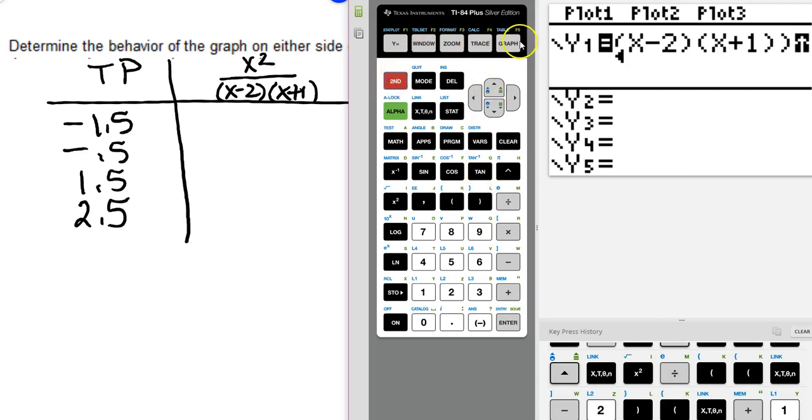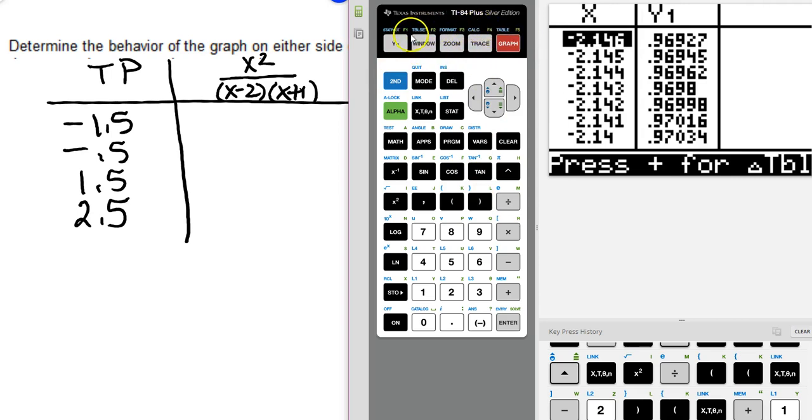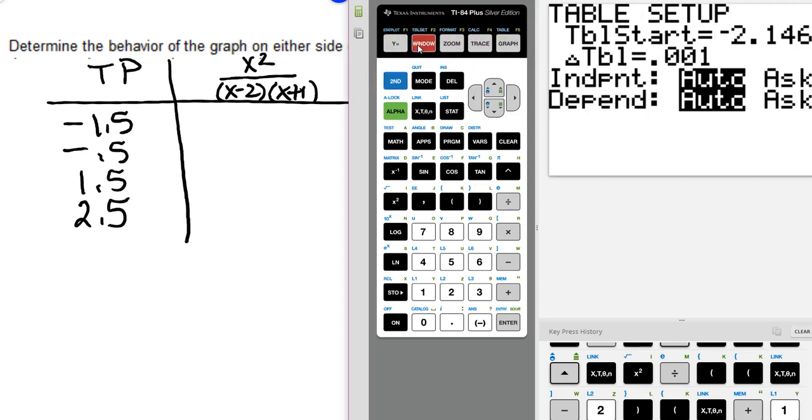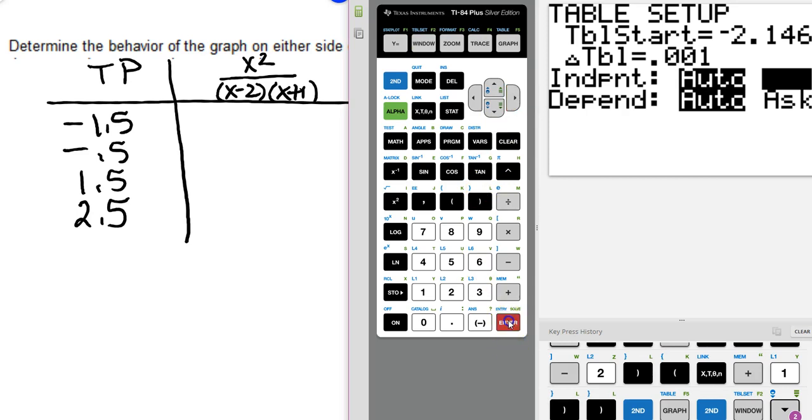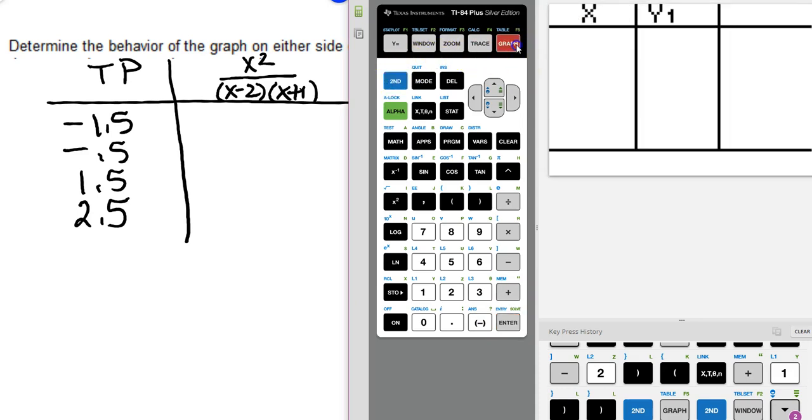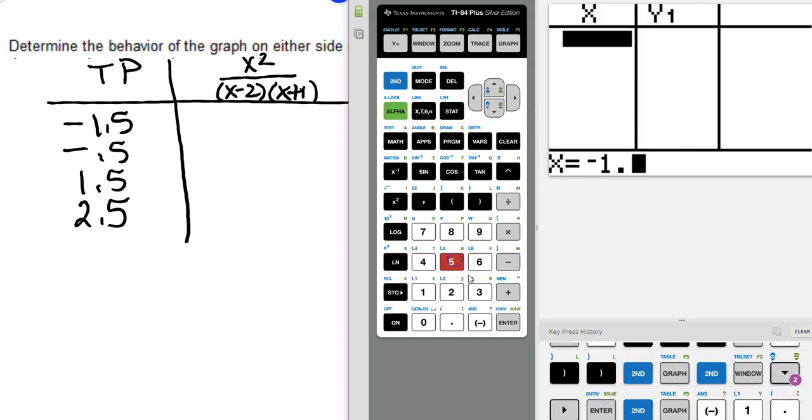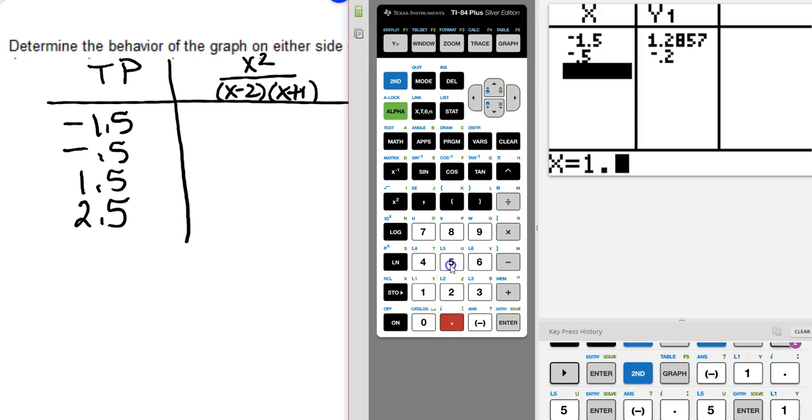Now I'm going to go to the table. Actually, let's go to table set. So I hit second and window, which is table set. And what I want to do is I want my independent variable to be in ask mode. In ask mode, I'm going to be able to type which x values I want to plug in. So now I'll go to the table and type in the x values that I want. Negative 1.5, negative 0.5, 1.5, and 2.5.